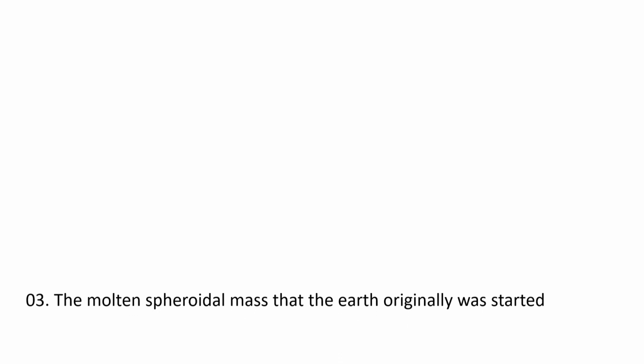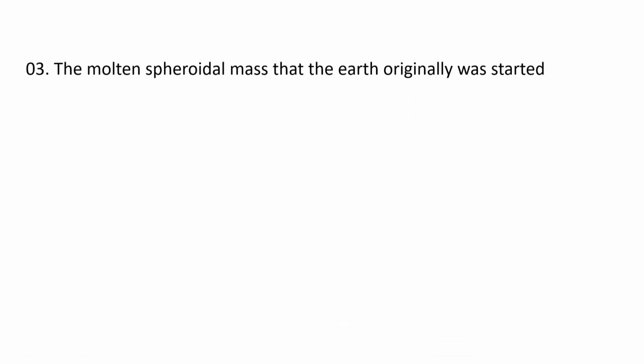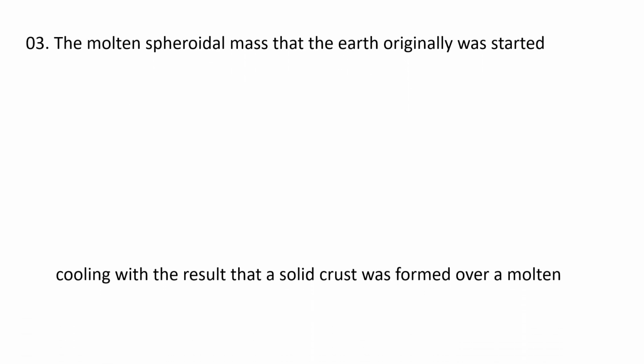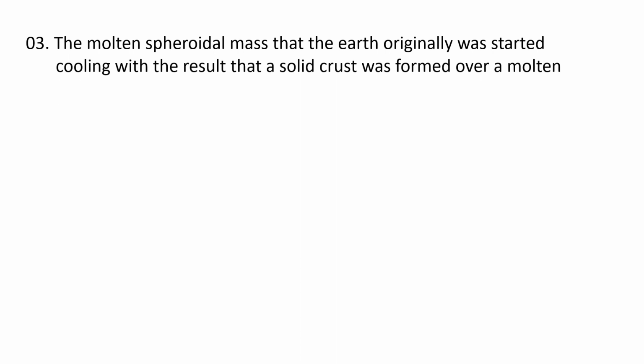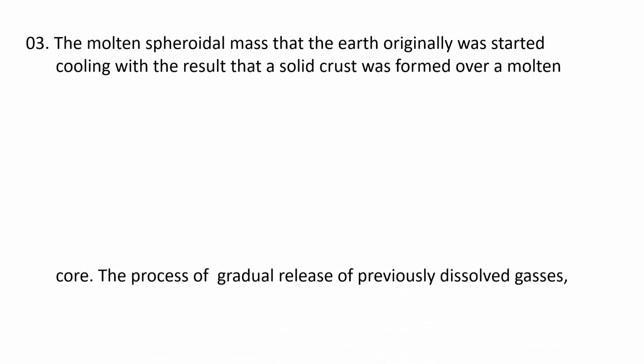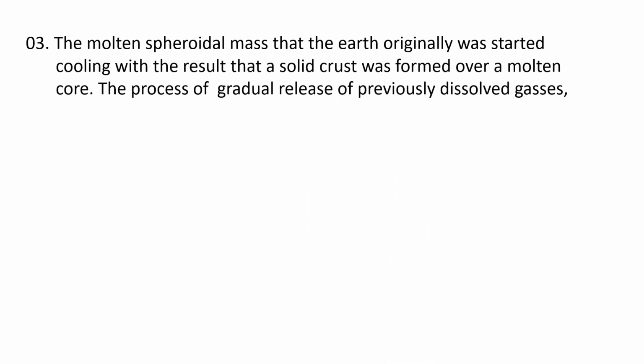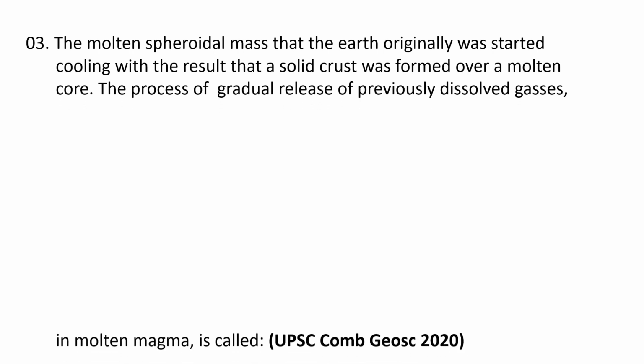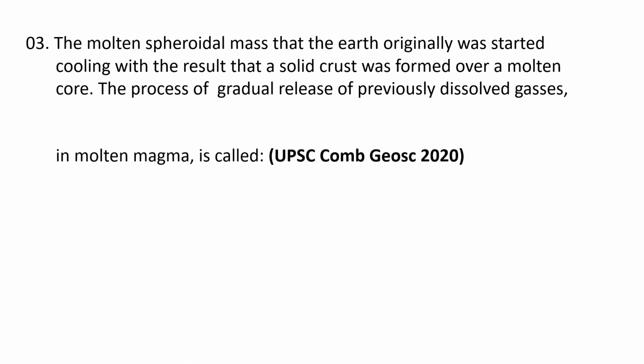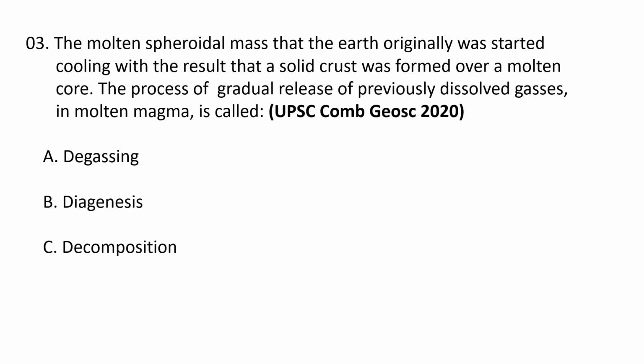Next question. The molten spheroidal mass that the earth originally was started cooling with the result that a solid crust was formed over a molten core. The process of gradual release of previously dissolved gases in molten magma is called A. Degassing, B. Diagenesis, C. Decomposition, and D. Disintegration. All these questions were taken from the UPSC Combined Geoscientist Exam 2020. So the correct option is degassing.